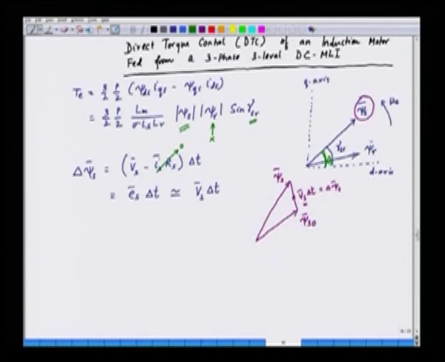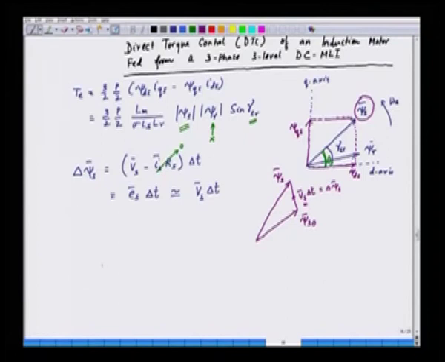Theta s can be obtained in the following fashion. We can resolve the flux into two components, the d axis and the q axis component. We have one component in the d axis, which we can call psi ds, and the other component in the q axis, which we can call psi qs. And how do we find psi ds and psi qs? They are found from the corresponding voltages.